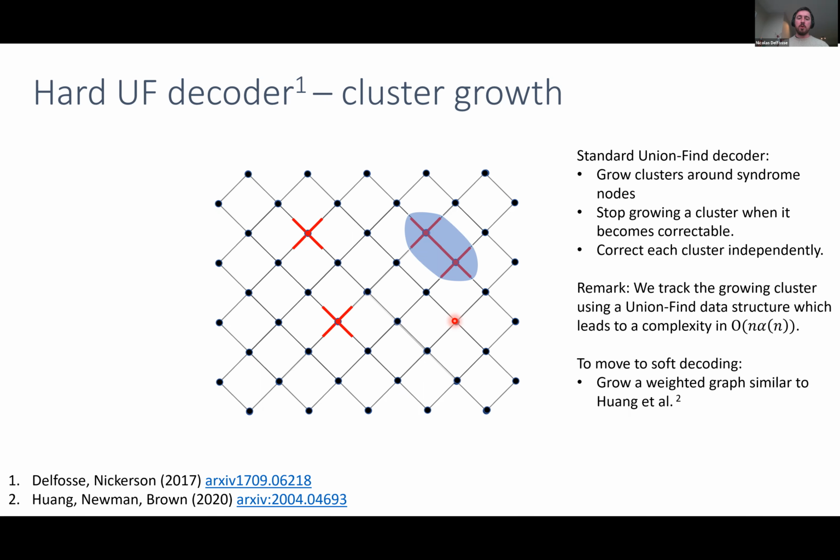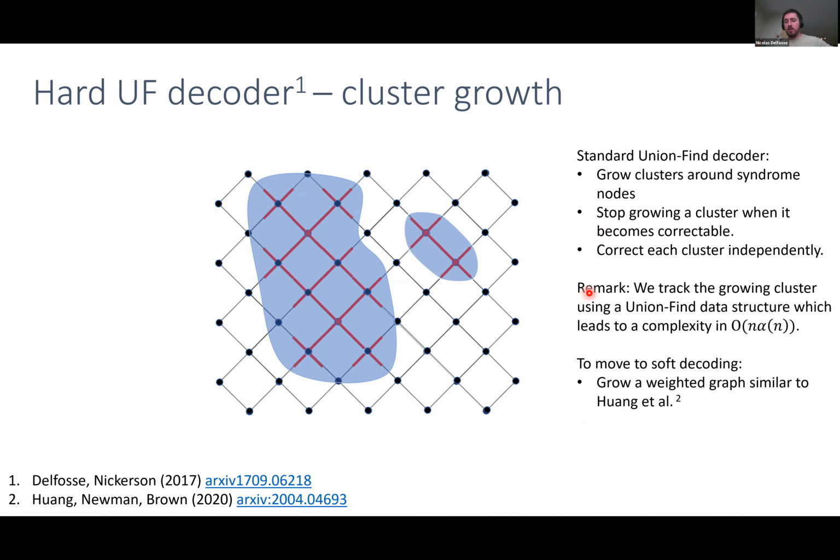And I'm going to keep growing the other clusters. And they keep growing by a half edge. And at some point they meet. Again, I have an even number of syndrome bits. I can match them and correct this cluster. So I'm going to stop there. Now I have two clusters to correct. I can correct them independently. And it's easier to correct a single cluster. We can do it in linear time instead of correcting the entire graph. So that's the basic idea of the union find decoder.